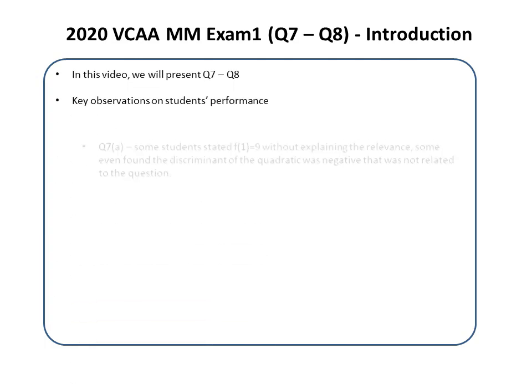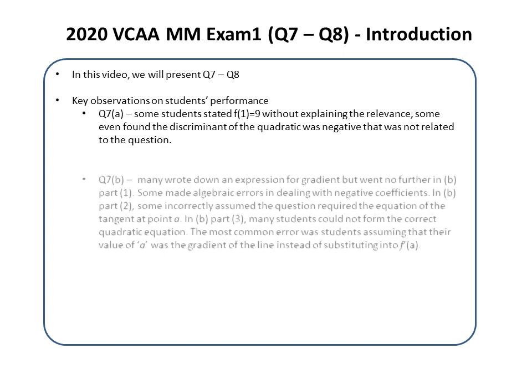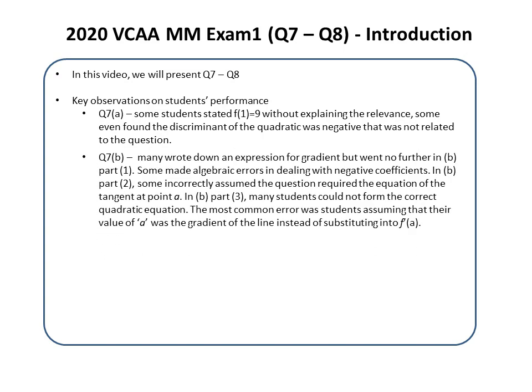For question 7, part A, some students simply stated f(1) equals 9 without explaining the relevance to the question. Some even found that the discriminant of the quadratic was negative, which was not related to the question. In question 7 part B, many students wrote down an expression for the gradient but went no further in part B sub part 1. In addition, some students made algebra errors in dealing with negative coefficients.